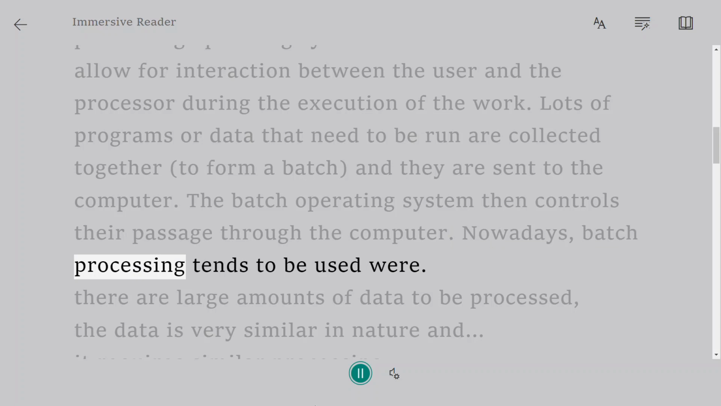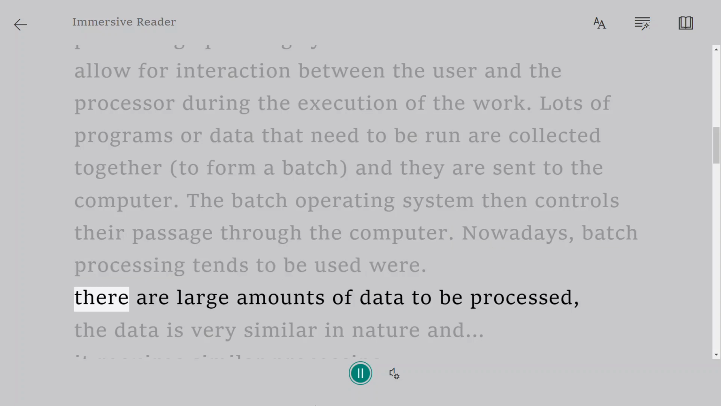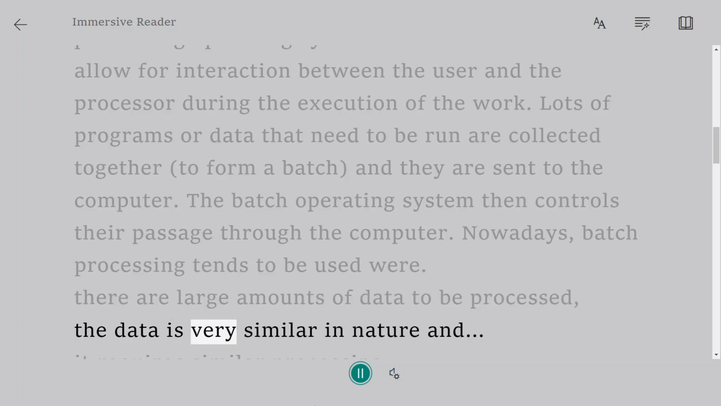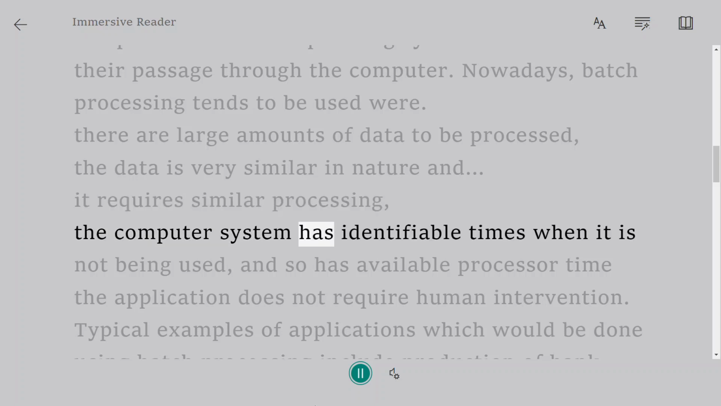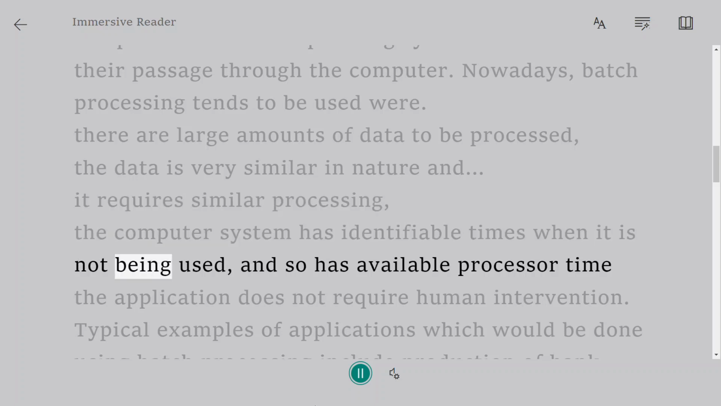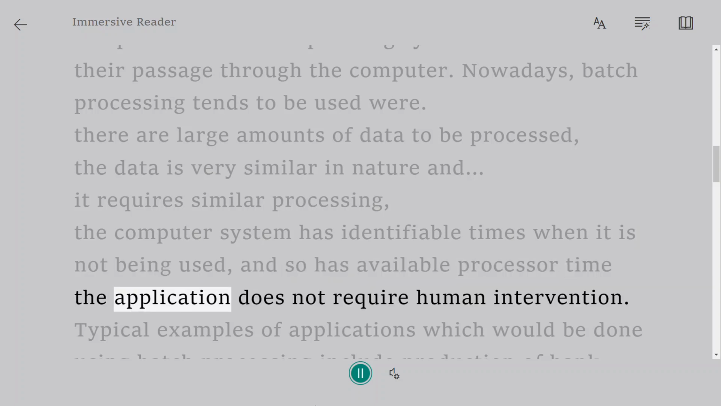Nowadays, batch processing tends to be used where there are large amounts of data to be processed. The data is very similar in nature and it requires similar processing. The computer system has identifiable times when it is not being used, and so has available processor time. The application does not require human intervention.